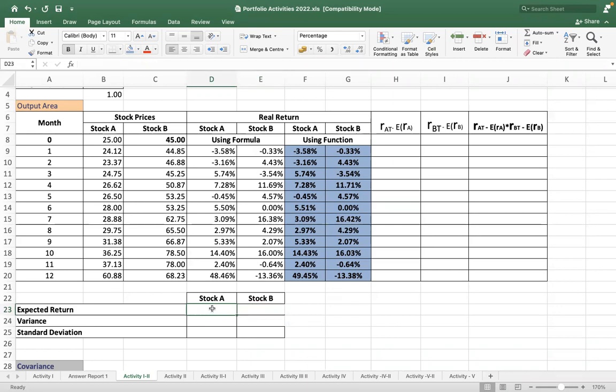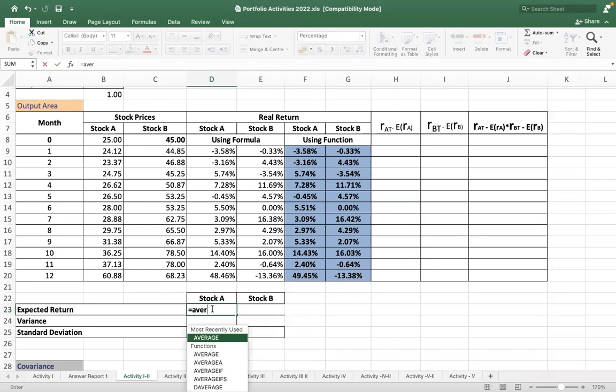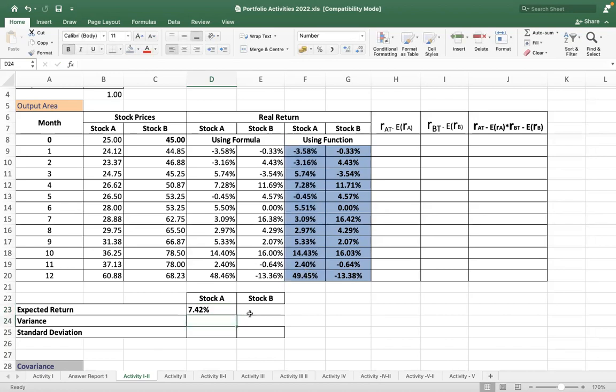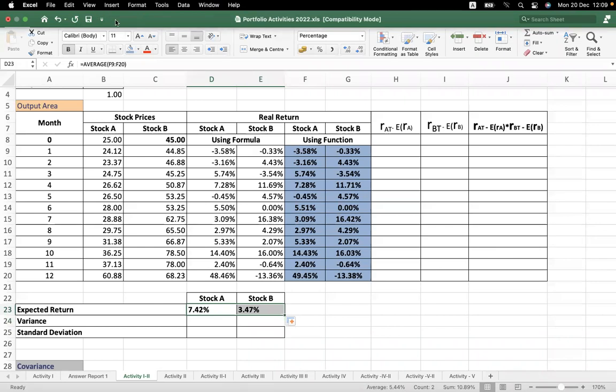Let me practice this average of 1 to 12 months. Then we can press enter and drag into stock B. Okay, just 1 minute.